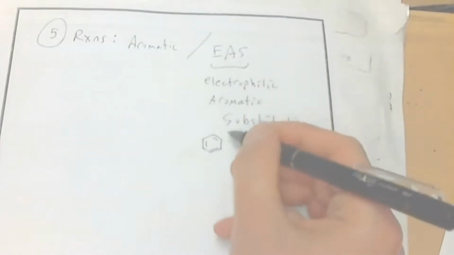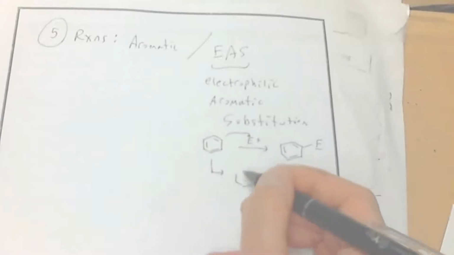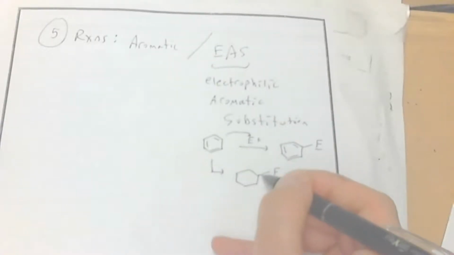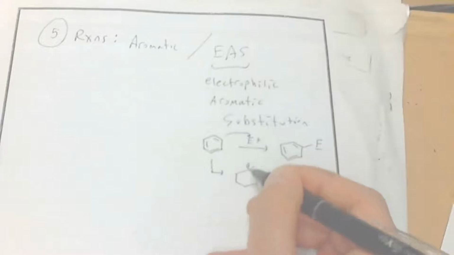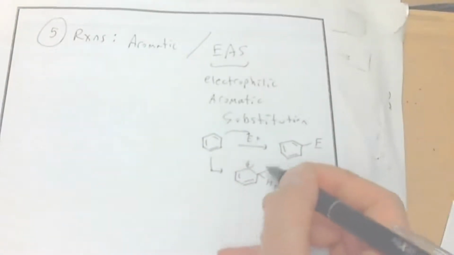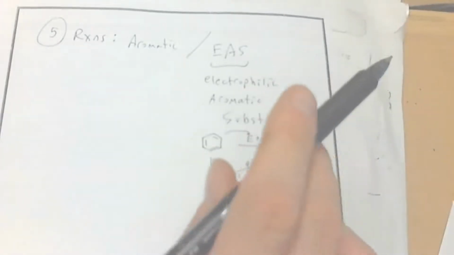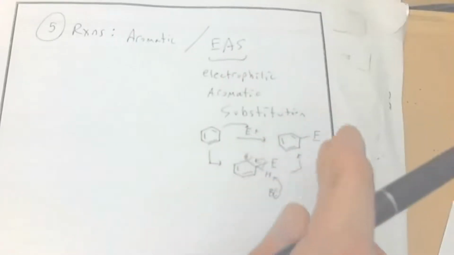Of course, this attacks, you get your electrophile attached, you've got an H, you've got a plus charge, and then some kind of base takes the proton and finishes it off. So, all right, let's see another example. Totally different class of drugs.